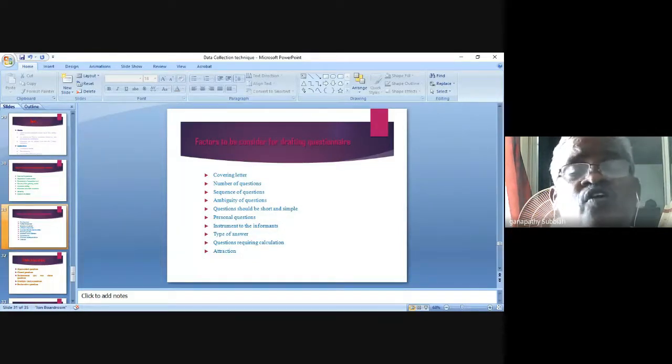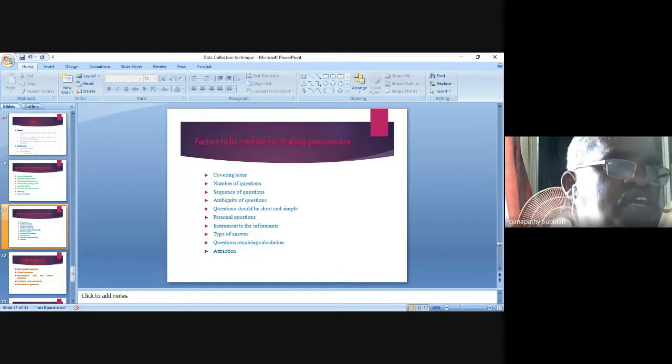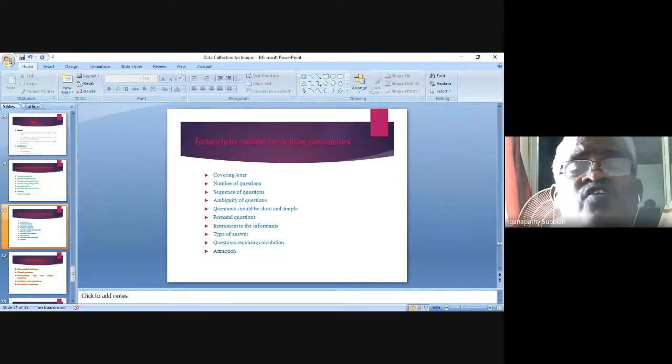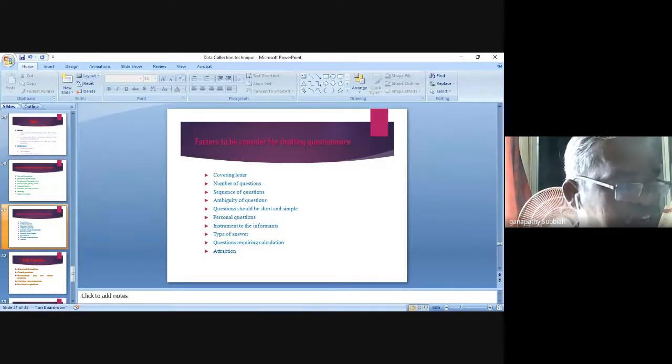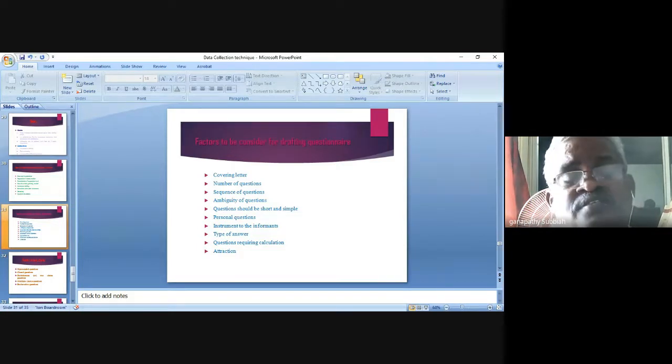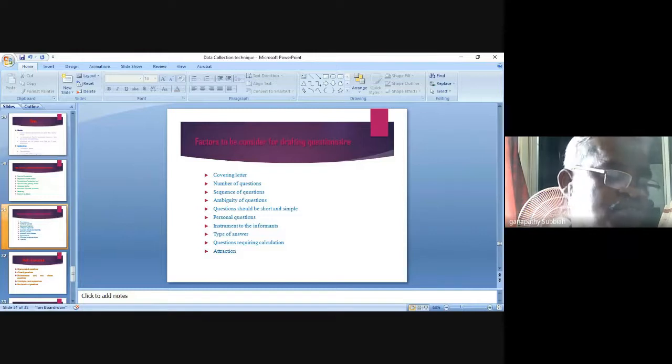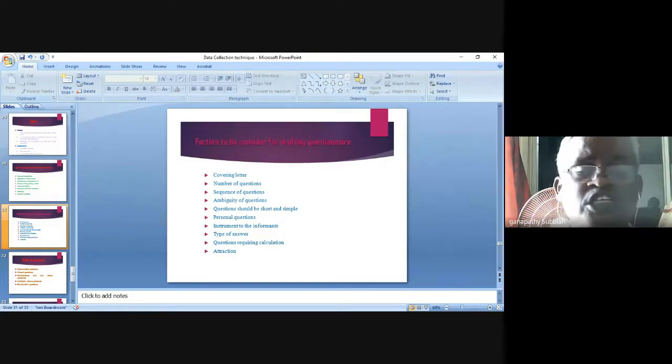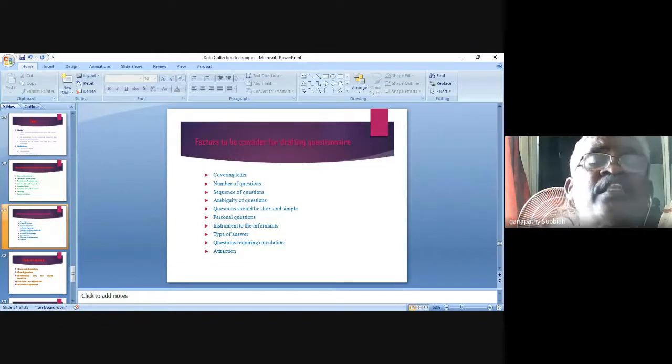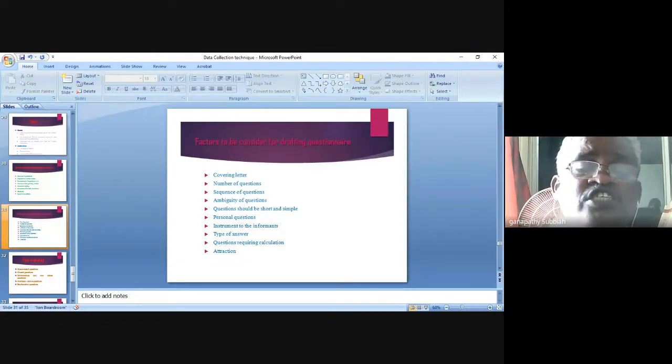Then next we move to factors to be considered for drafting questionnaires. What are the influencing factors for drafting questionnaires? Number one, covering letters. At the first page of the questionnaire, from the beginning, the researcher makes a covering letter to introduce himself to the respondent and state the purpose of collecting the data. All this information should be in the covering letter. The covering letter is the first factor for preparation of questionnaires or schedules.